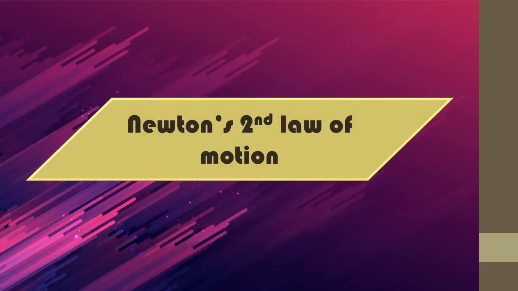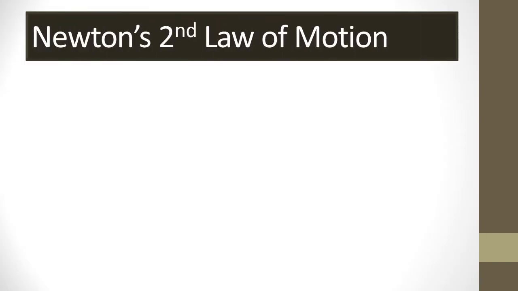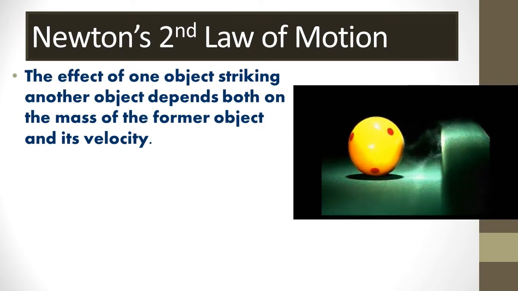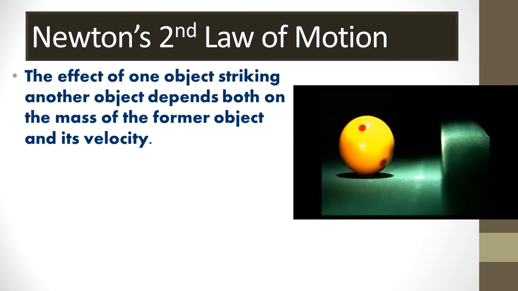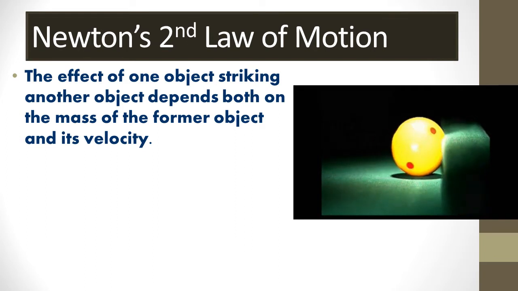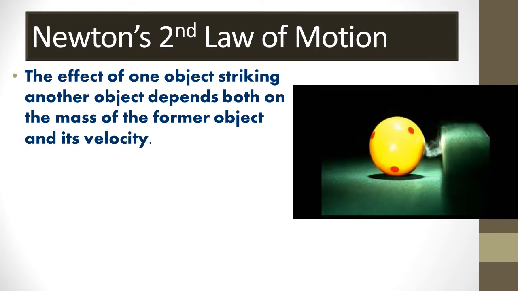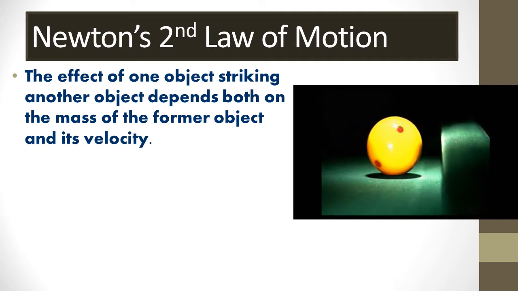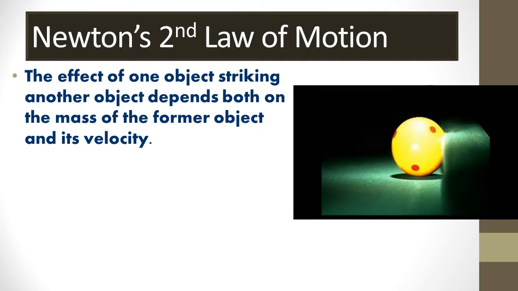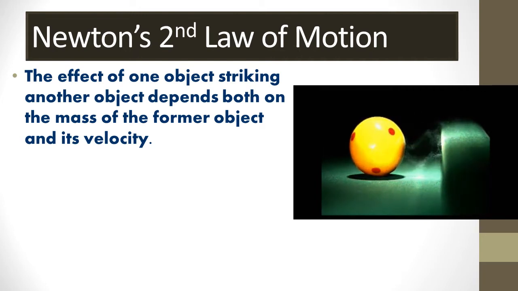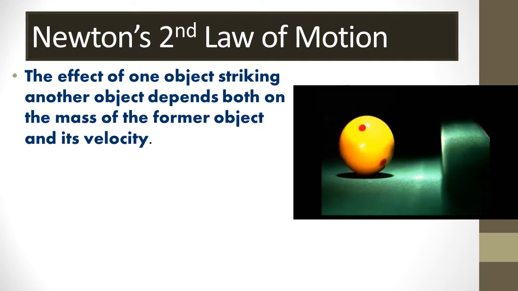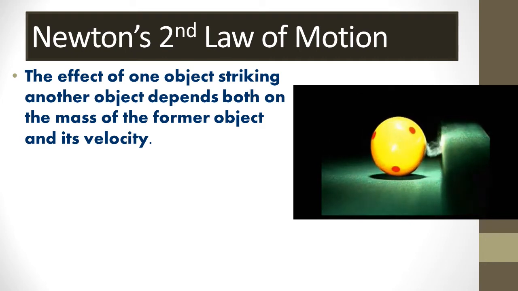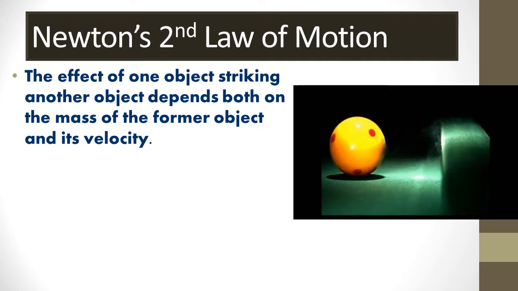Newton's second law of motion. Alright, so student, the effect of one object striking another object depends on both the mass of the former object and its velocity. That means when one object strikes another object, the effect will depend on the mass and velocity of the former object. Okay, now what is velocity? It is the displacement that occurs in unit time.